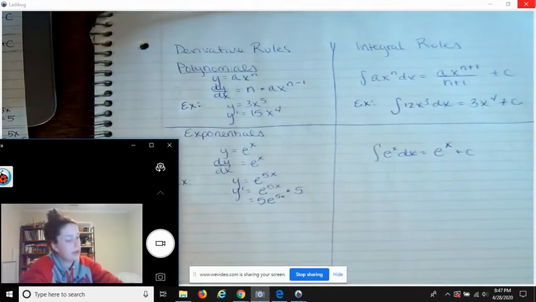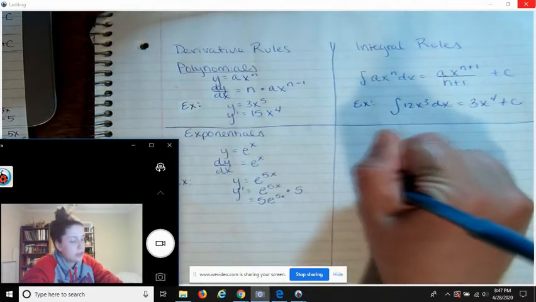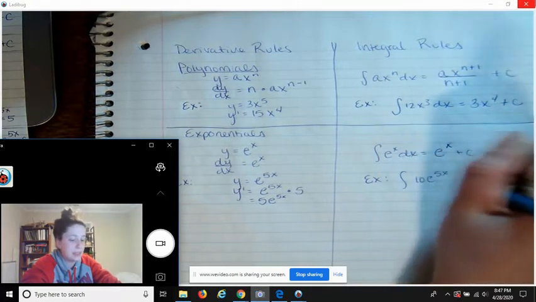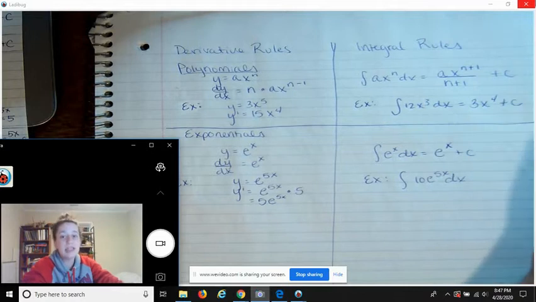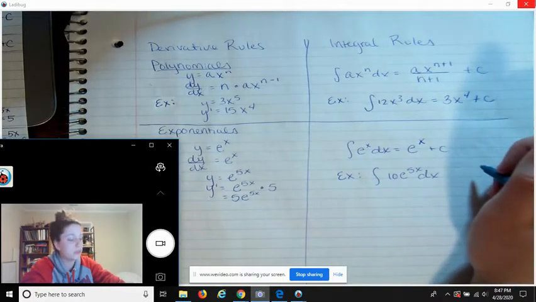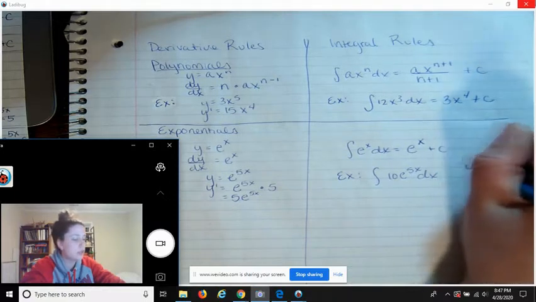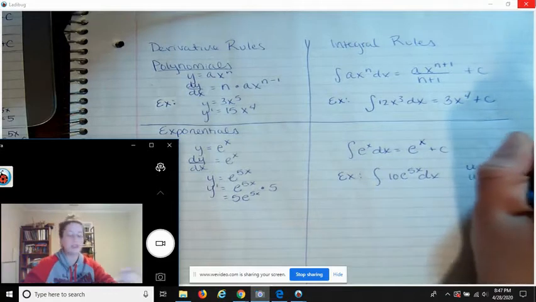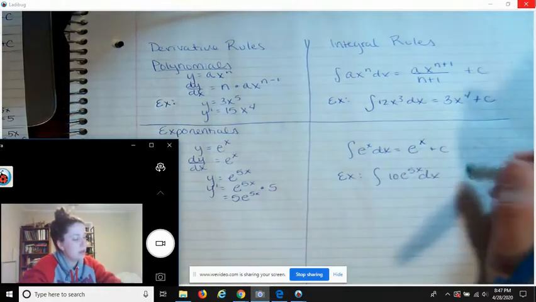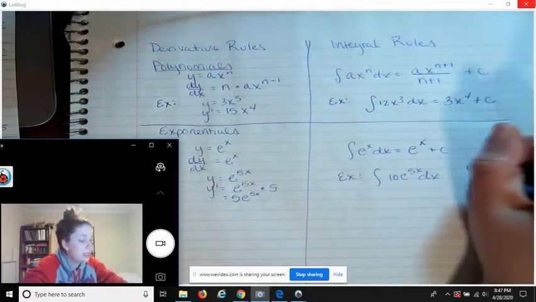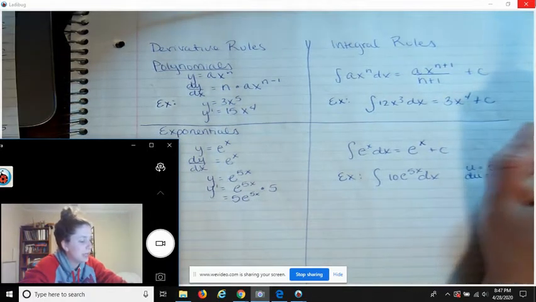And then if I do an example, maybe I have 10e to the 5x dx. In this case, I need to use the chain rule. U substitution is the chain rule for integration. So u is going to be our 5x. Sorry, I'm using a previous teacher's notes, and she taught this a different way. du is equal to 5 dx.